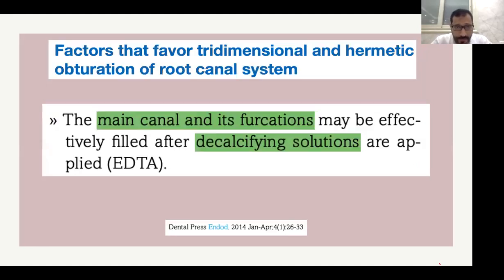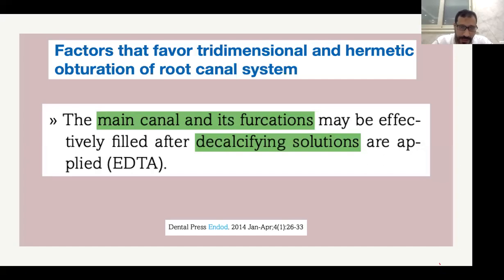So the canal and its furcations must be effectively filled after decalcifying solutions such as EDTA. So you have to use EDTA and you have to use full concentration sodium hypochlorite to obtain removal of the smear layer.